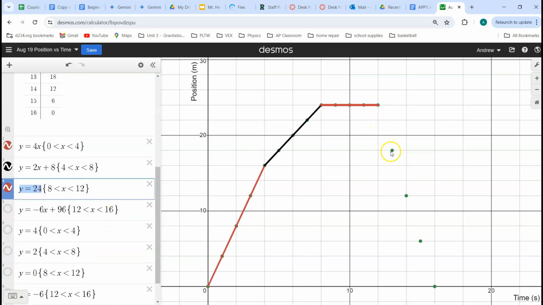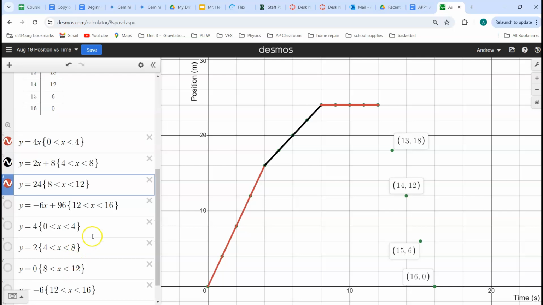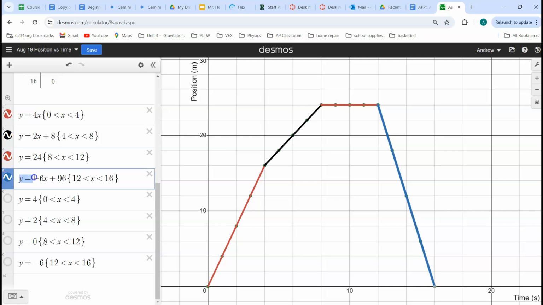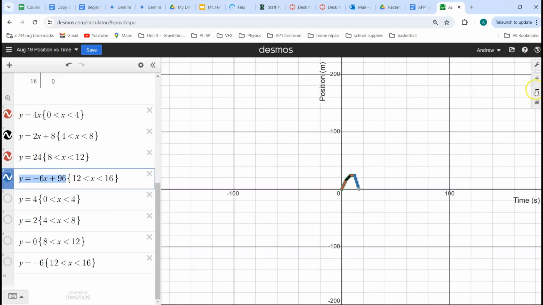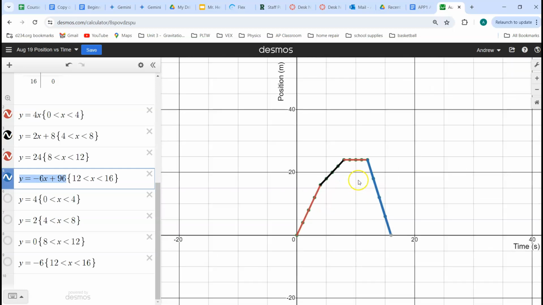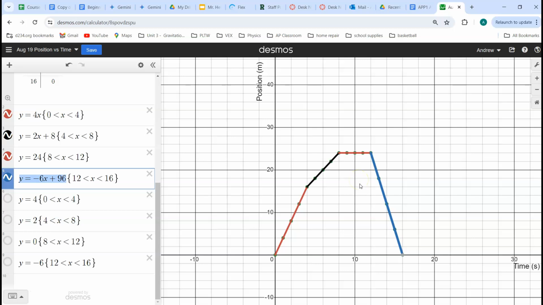And then finally, we can see that the position is decreasing at a rate of 6 meters every second. So the slope is -6. The equation that passes through those points is y equals -6x plus 96. So you're saying, why 96? Well, if you were to extend this line all the way up, it would hit the y-axis right about there, 96. Okay. Anyway, the more important concept is the rate of change.